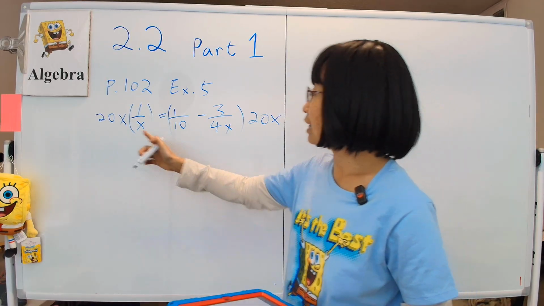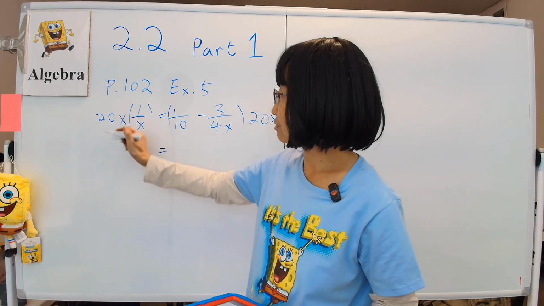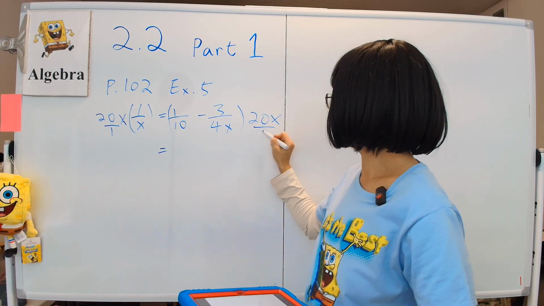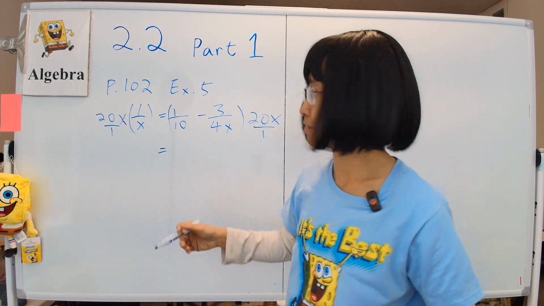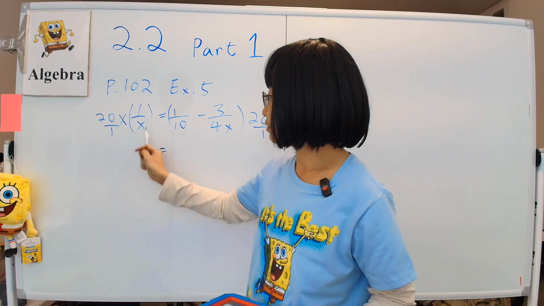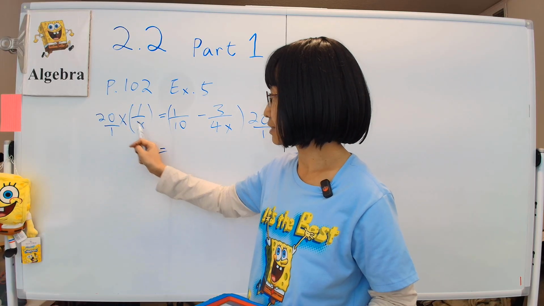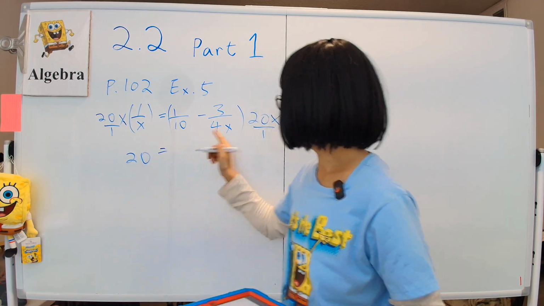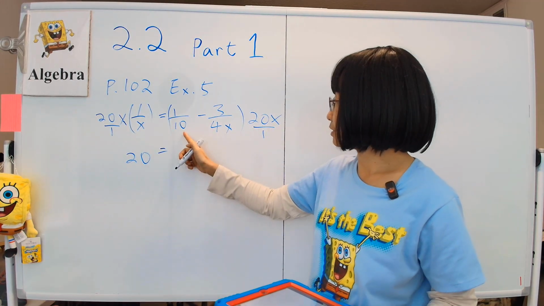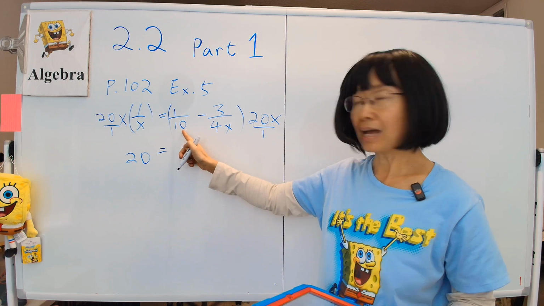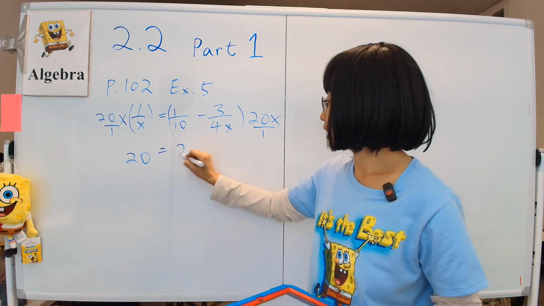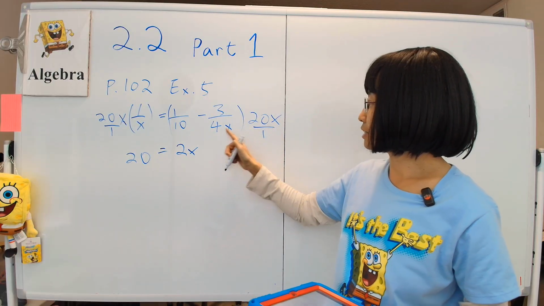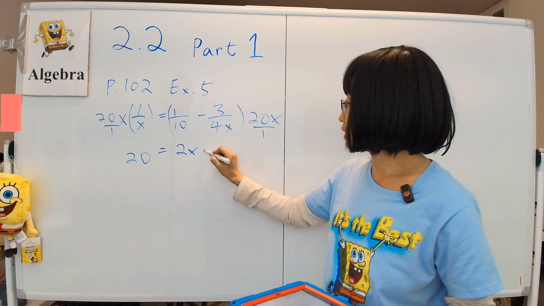And what happens when we do that? The 20x is the same as 20x over 1. Any number is always over 1; we just don't write it normally. So you multiply this fraction, then x and x cancel out, and we have just 20 over here. And then this one, we have 20 times, the 20 cancels out with the 10, and that gives us 2, and the x will stay there, so 2x. And then the 20 cancels out the 4, and the negative sign is still here.